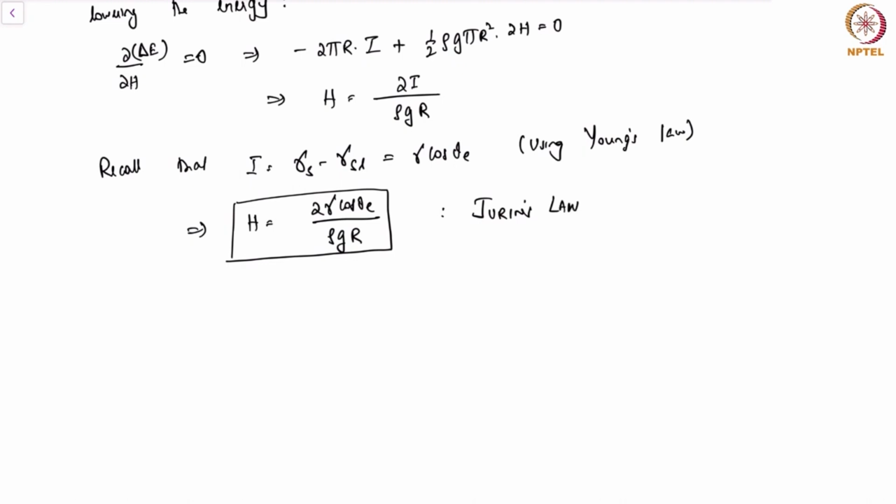Jurin was an English physiologist in the 1700s who carefully did experiments to determine the relationship between the height that the fluid reaches in the tube and the inverse relationship between the height and the radius or the diameter of the tube. He did systematic experiments. Several people even before Jurin had also done these experiments, but for various historical reasons, Jurin's name is associated with this law.